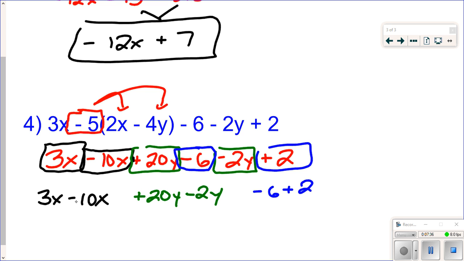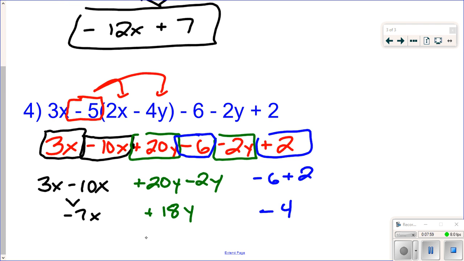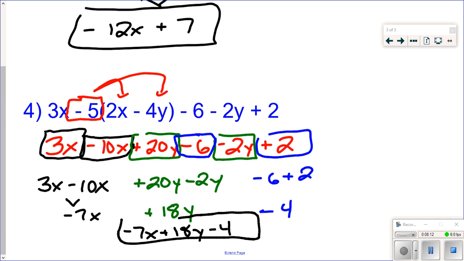So I'm going to do 3x minus 10x. That's -7x. 20 minus 2y, that's 18y. And that's a positive 18y. I'm going to put the symbol there. You'll see why in a second. -6 plus 2, that's -4. All right. And now I'm just going to squeeze all of this together. What I end up with is -7x plus 18y minus 4. And that is my answer.